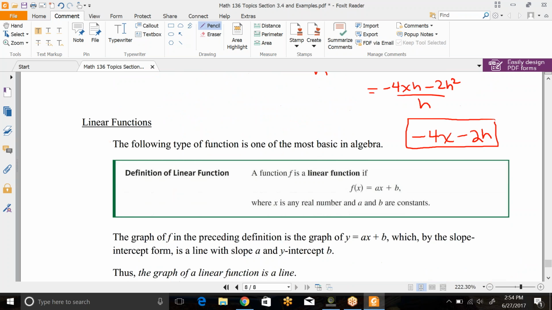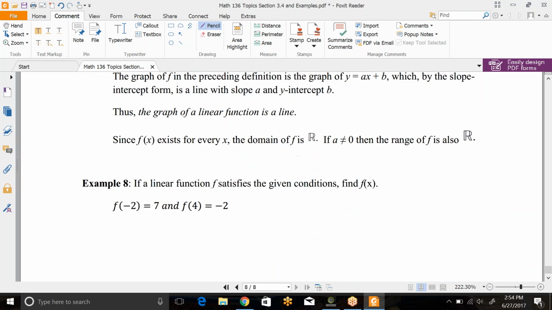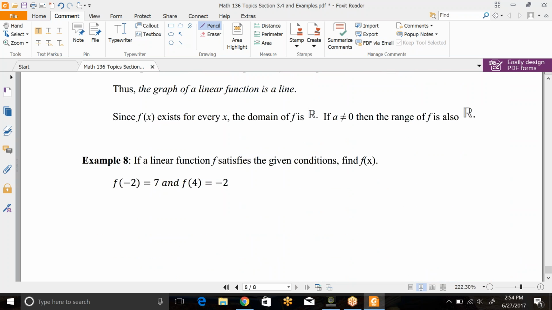Okay, and then this very last one is actually tied back into section 3.3 on the lines. This says, if a linear function satisfies the given conditions, find f of x. So they're looking for, because they said linear, we're looking for f of x equals mx plus b. That's how I know that I'm looking for this. It's because of the word linear. And if you remember what I told you at the beginning of section 3.4, these are ordered pairs. So this is negative 2 comma 7 and 4 comma negative 2.